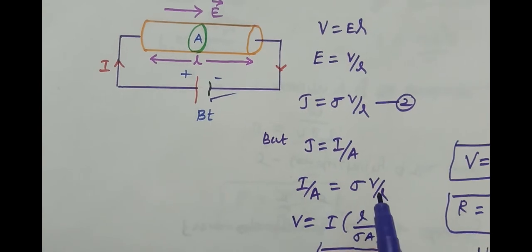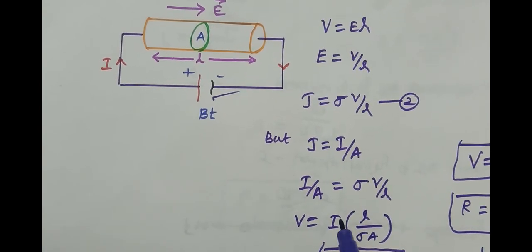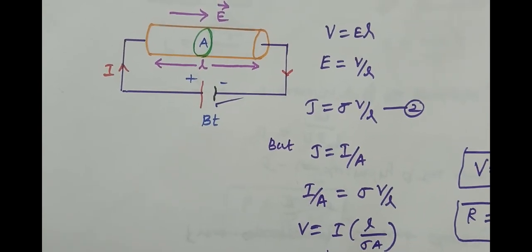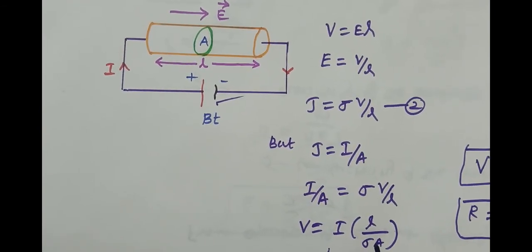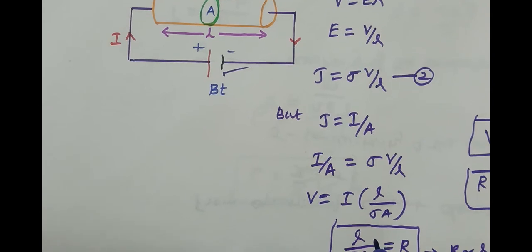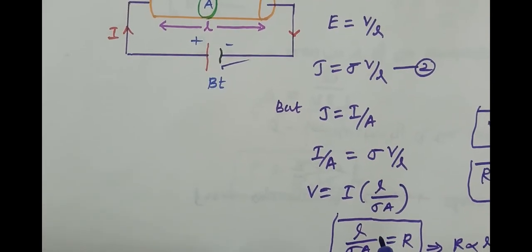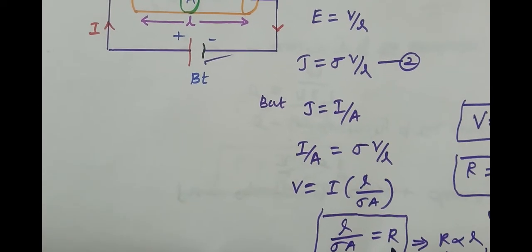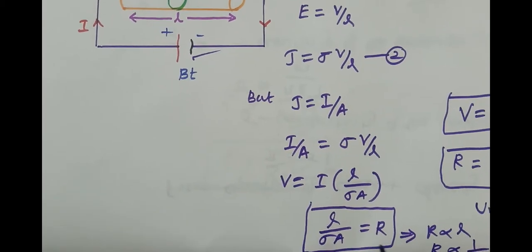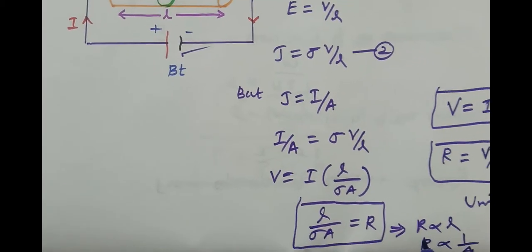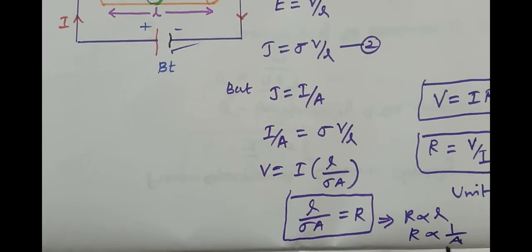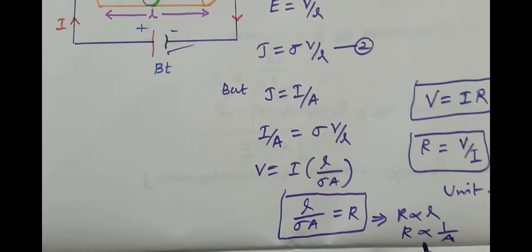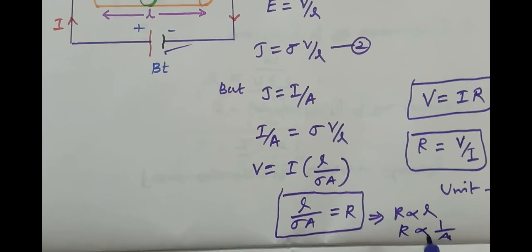Rearrange this equation: V = I × L/(σA). L/(σA) is nothing but the resistance of the conductor, R. The resistance of the conductor is directly proportional to the length of the wire and inversely proportional to the cross-sectional area. Are you clear, children? Okay.